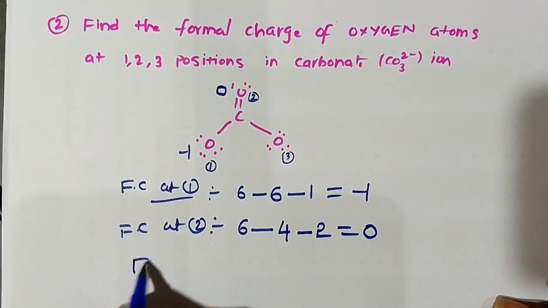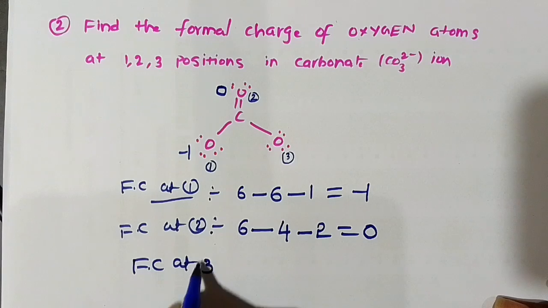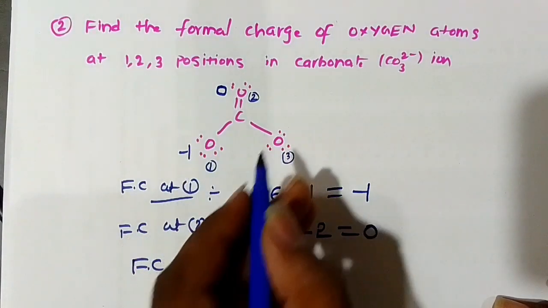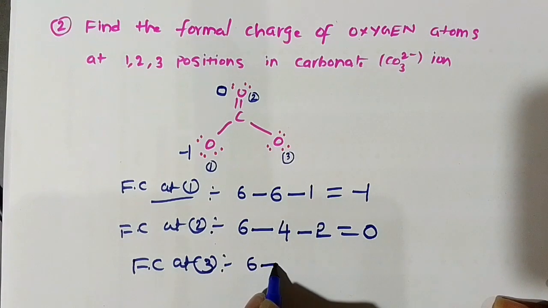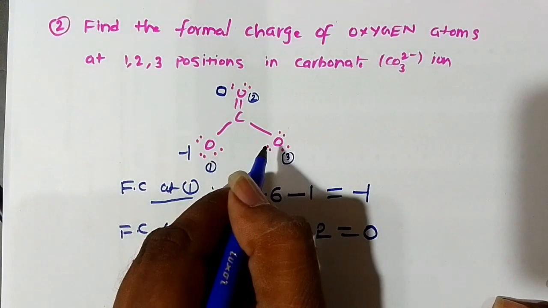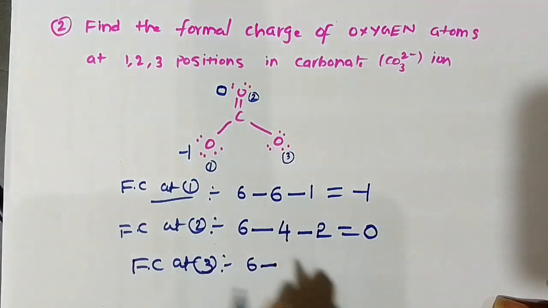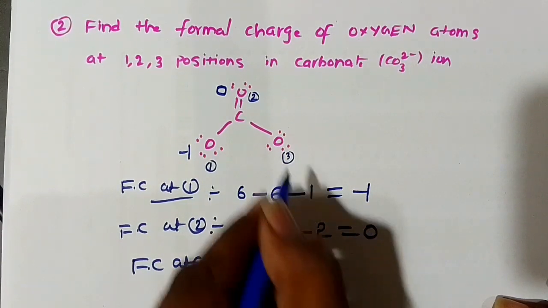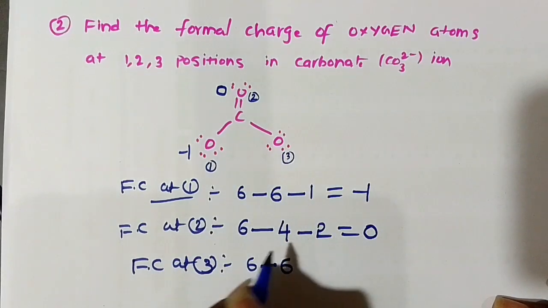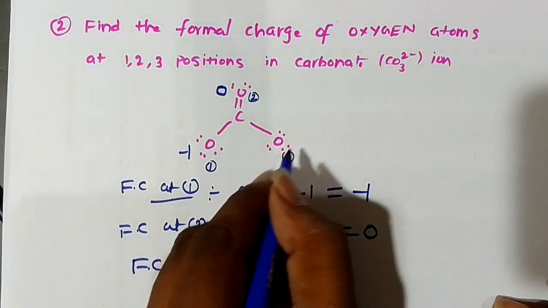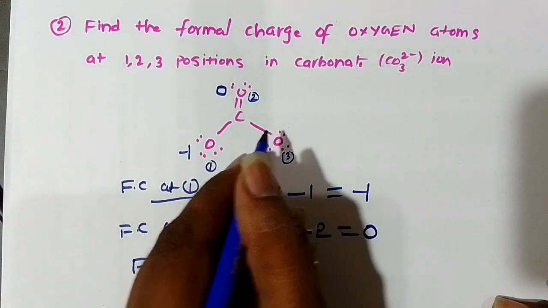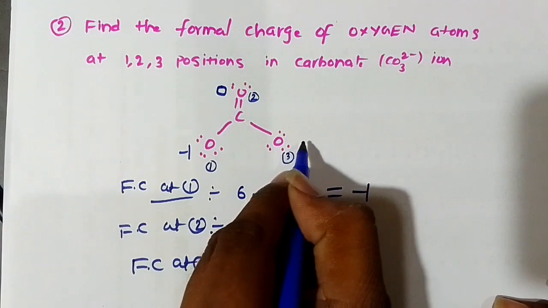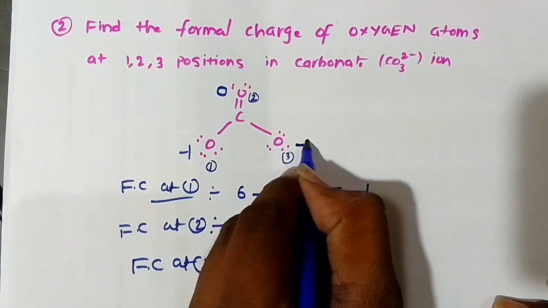Now formal charge at position 3. This oxygen belongs to 6A group, that means it contains 6 valence electrons, minus number of lone pairs of electrons. There are 3 lone pairs, that means 6 electrons, minus number of bonds around the oxygen atom. There is only 1 bond, minus 1. The charge is minus 1. The formal charge at position 3 is minus 1.